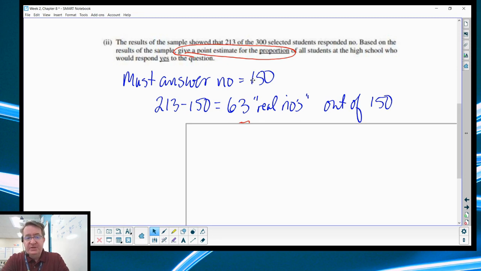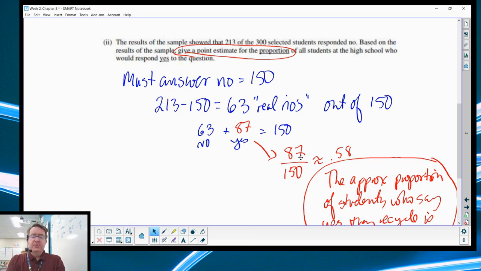So out of the responses, we have 150 who have to answer no. And we're just assuming it's 150, might be more, might be less, but the expected value is close enough. So out of those 213, we're going to take away 150 of those no's. That means we have approximately 63 real no's out of the 150. Then from there, we have 87 students who answered yes, right? Because that's the difference between the 213 and 300. So that gives us 150 students total who were not told to answer no.